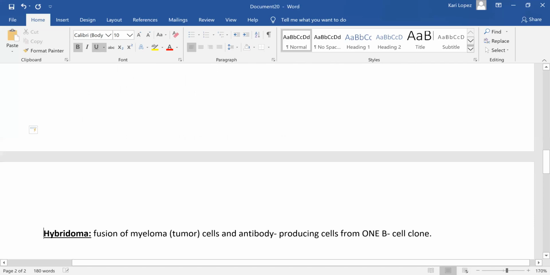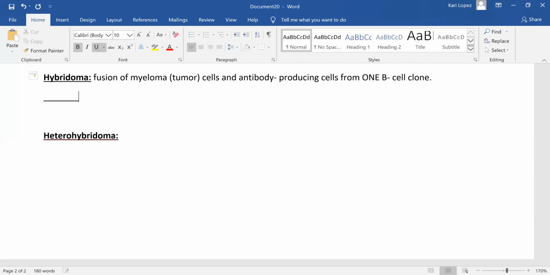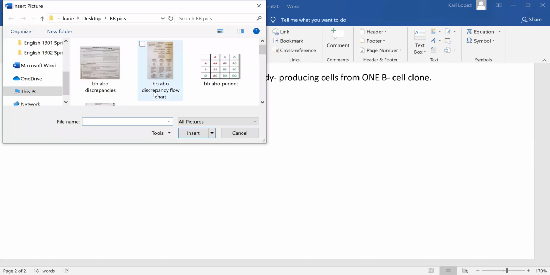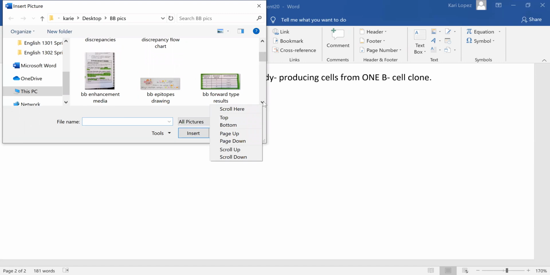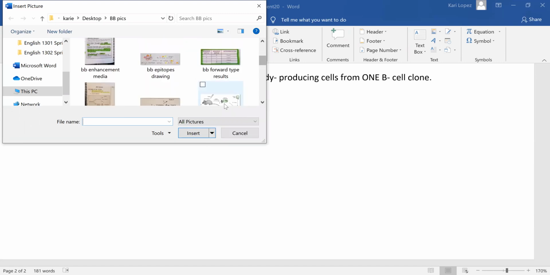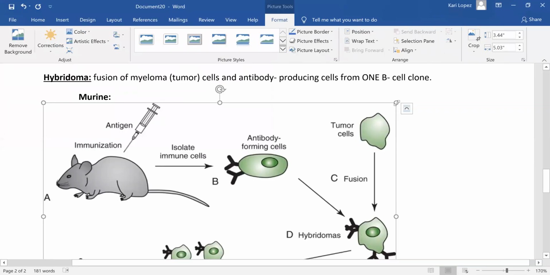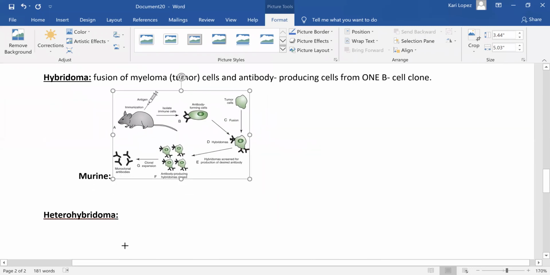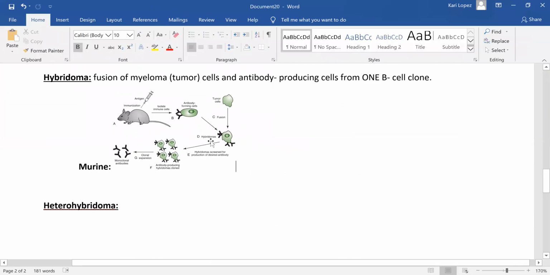I want this all on the same page, so I'm going to put it down a little bit. So you've got two different choices. There's going to be murine. These consist of immunized mice. Then you mix the spleen cells with cells from a mouse with myeloma. Now I've got a picture that lays this one out a little better. So you take your immunized mice, you isolate the immune cells, the antibody forming cells, you take those and mix them with a tumor cell, your myeloma cell, which fuses to make a hybridoma.